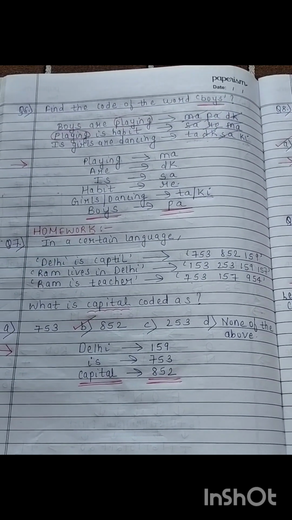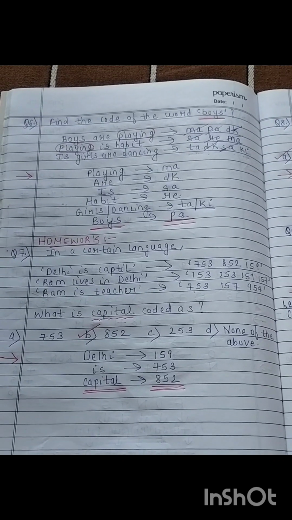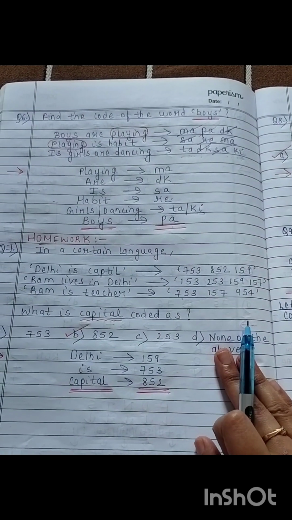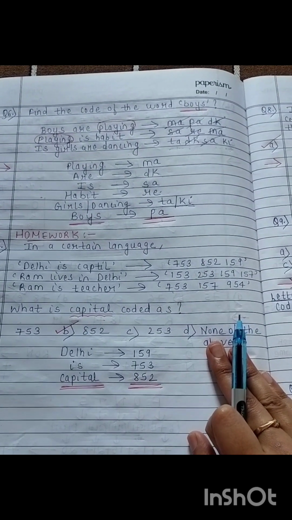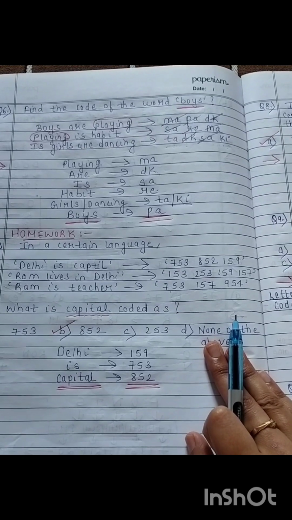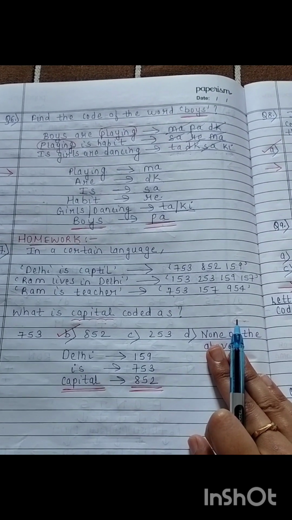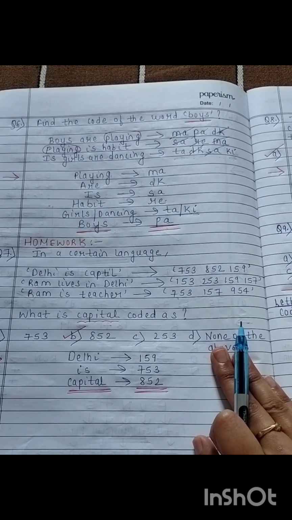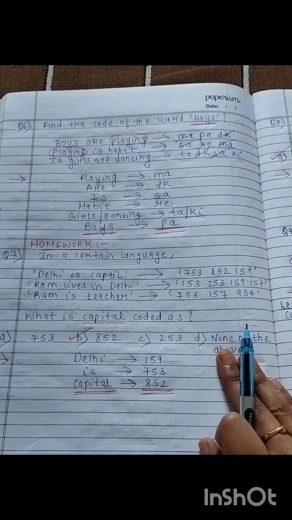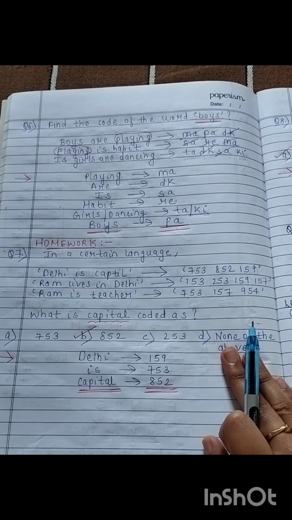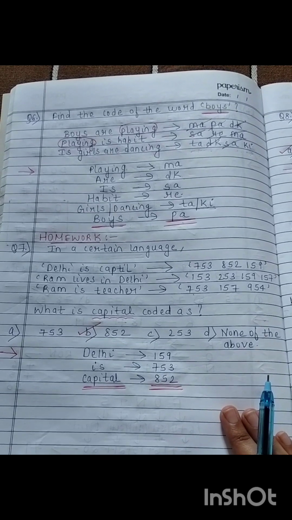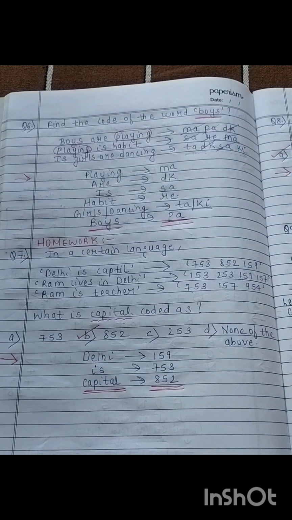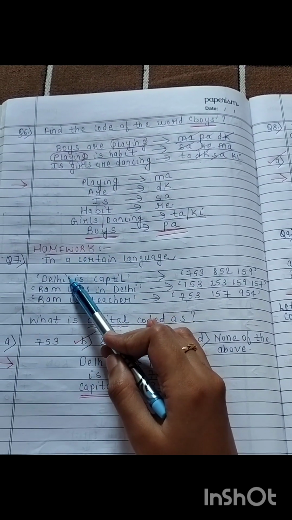First one was, in a certain language, "Delhi is capital" is coded as 753, 852, 159. "Ram lives in Delhi" is coded as 153, 253, 159, 157. "Ram is teacher" is coded as 753, 157, 954. What is capital coded as? These are the four options given to you. So we want the code for what? Capital word.